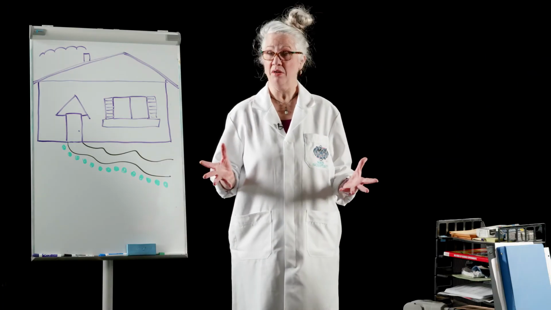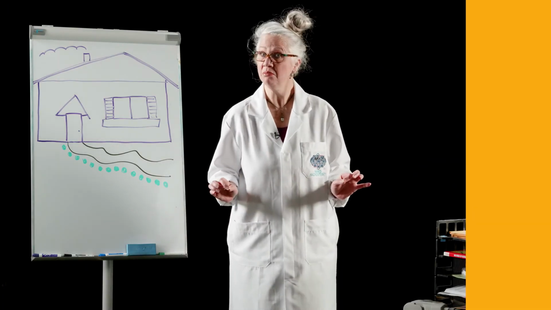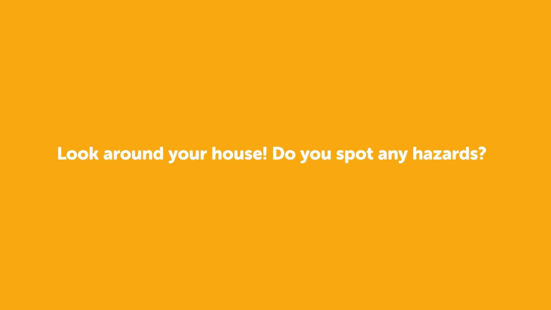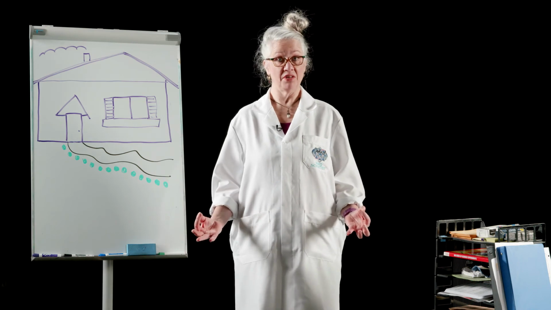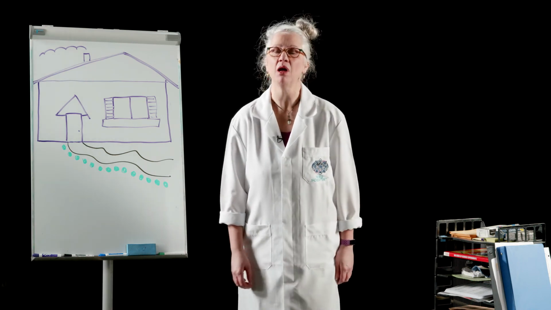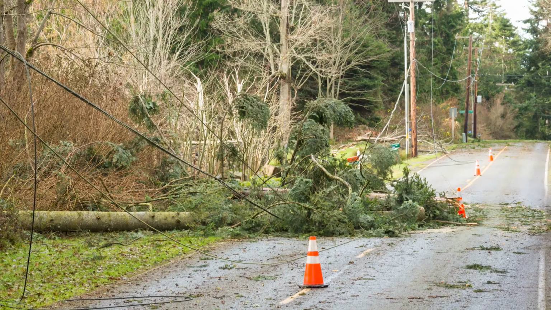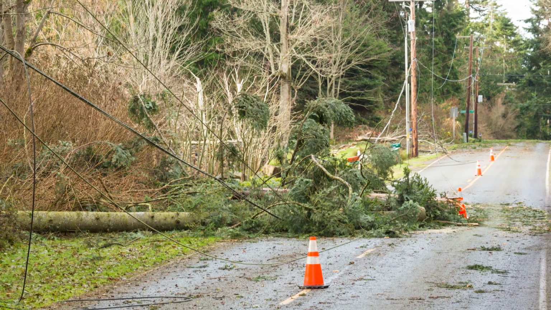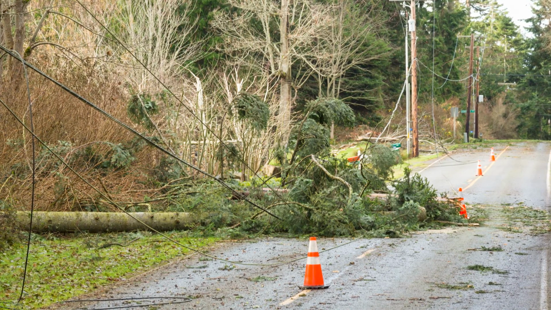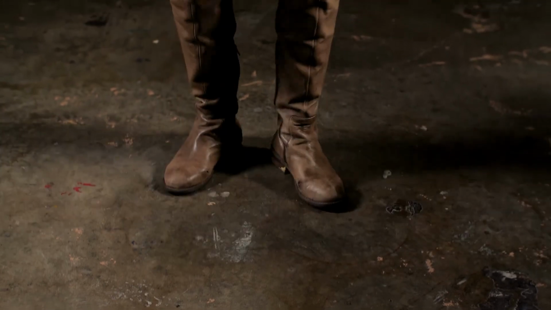Look around your house. Do you spot any hazards? What about outside? Remember, wires are conductors. So if you see a down power line, assume it is live, that electricity is flowing. And back away slowly, keeping your feet on the ground, shuffling like a penguin.